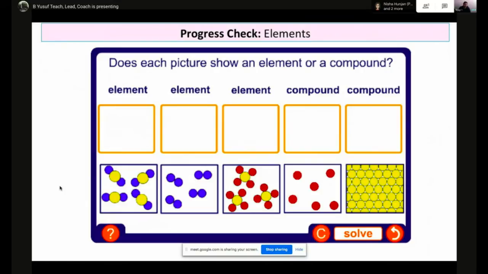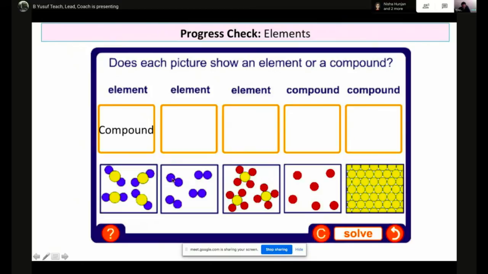Okay, if you're watching this on replay, you can pause and give yourself a couple of minutes. But for the sake of the video, we're going to move on. So I hope you identified correctly that if you've got 2 or more different atoms that are joined together, you have an example of a compound.